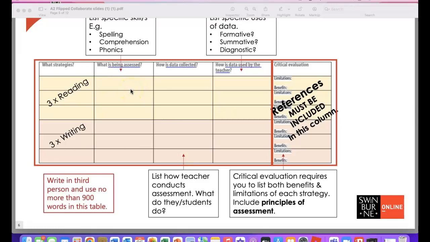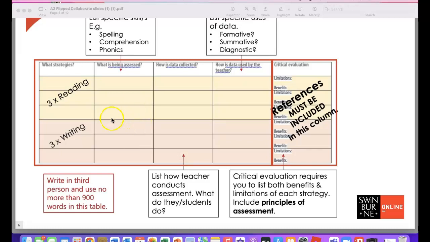Even if it was a comprehension test, does it have a particular flavor to it? Is it assessing vocabulary? Is it assessing inference? Is it assessing visualization? Try and be as explicit as you can. Now, obviously with some, it's just going to be a comprehension. It might be a read and retell. It might be a summary. So try and think about what elements of comprehension it is that you're covering.